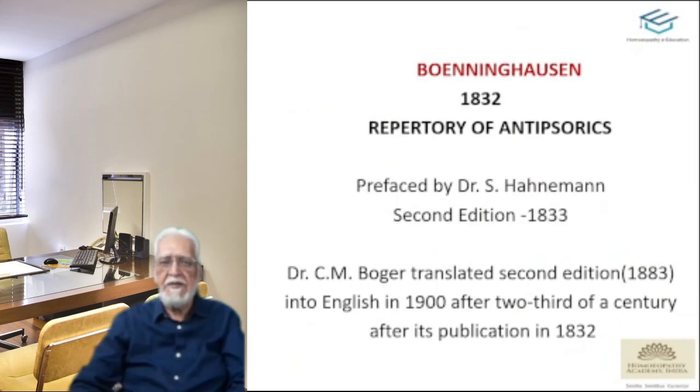Boenninghausen's first repertory was published in 1832. It was called the Repertory of Antipsorics. It was prefaced by Dr. Samuel Hahnemann, and the second edition was published in 1833. Dr. Boger translated the second edition that was published in 1833 into English in the year 1900, after 2/3 of a century after its publication in 1832.